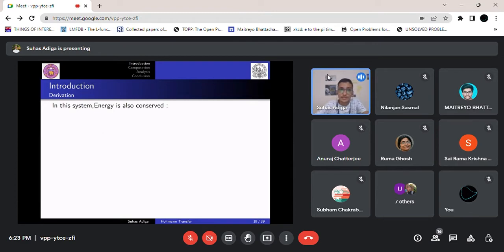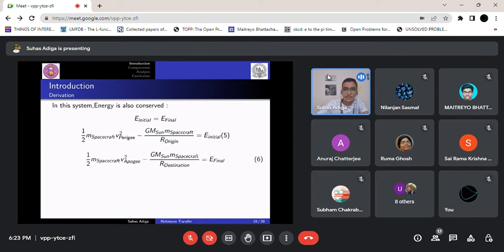So when momentum is conserved, even energy is conserved. That is, my Hamiltonian is conserved. That is, the total energy is conserved, and in a deeper sense, the Hamiltonian is conserved. So my initial energy should be equal to the final energy, right? My initial energy is the kinetic energy at perigee minus the potential energy, equal to E initial, right? While my final is again kinetic energy plus potential energy. Potential energy is always negative, so that is why this negative sign is popping up. So I hope this is clear.